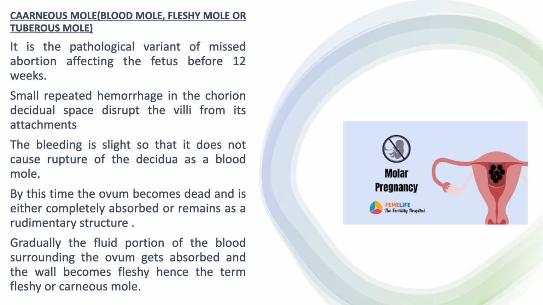Because of this reason the ovum becomes dead. By this time the ovum is either completely absorbed or it remains as a rudimentary structure. Later, gradually, the fluid portion of the blood surrounding the ovum gets absorbed and the wall becomes fleshy. Hence the term fleshy or carneous mole is used. So this is the pathology which you can see if the fetus is dead before 12 weeks.